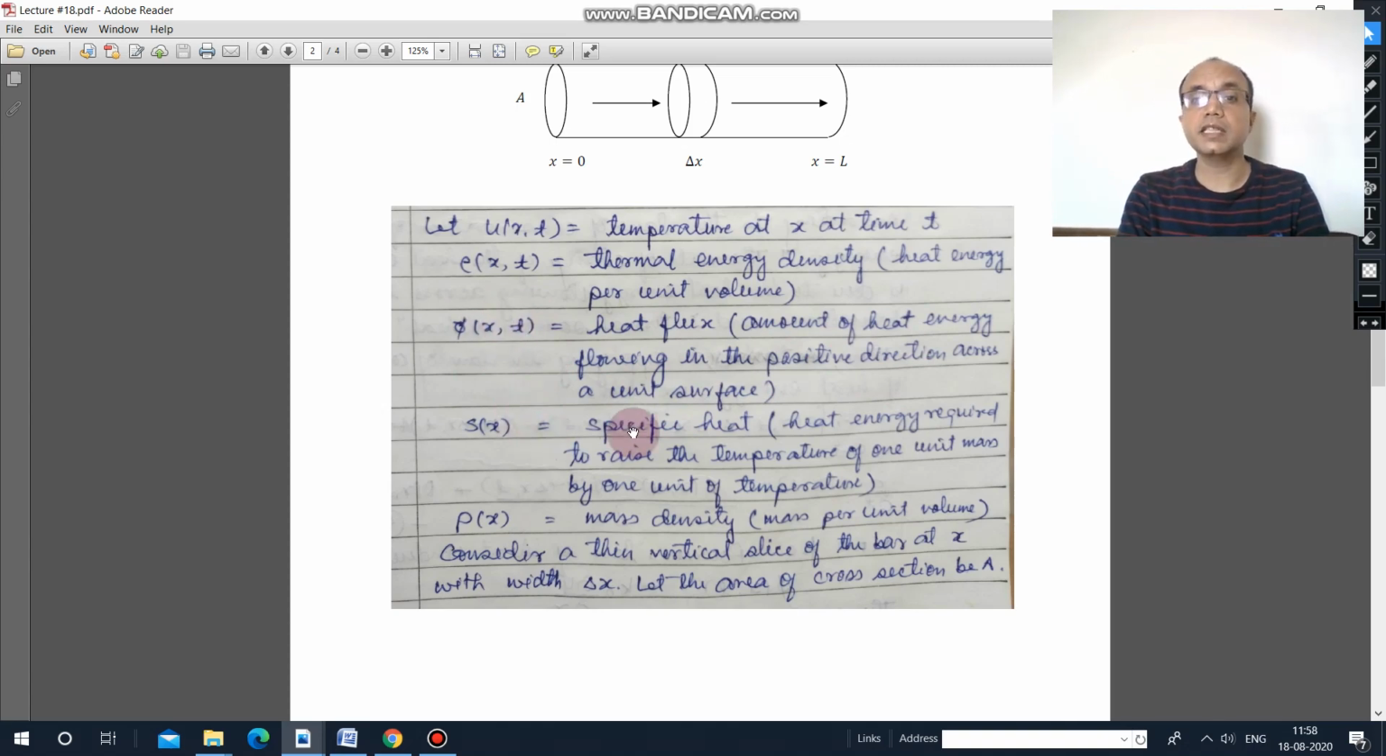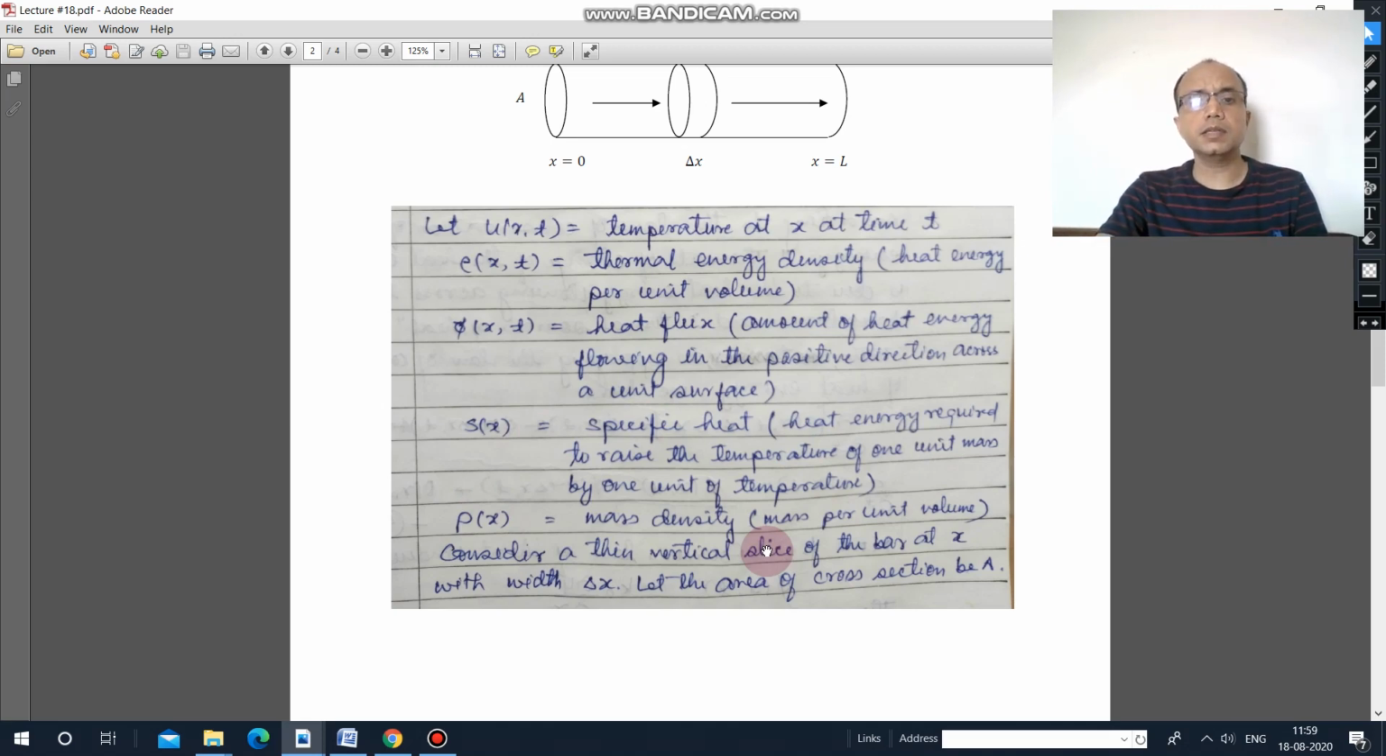Clear? c(x) is the specific heat: the heat energy required to raise the temperature of 1 unit mass by 1 unit temperature. Clear? It means if you want to raise the temperature of a particular unit mass by 1 degree, this is the amount of heat energy which is required for this purpose. Clear? Rho(x) is the mass density, that is, mass per unit volume.